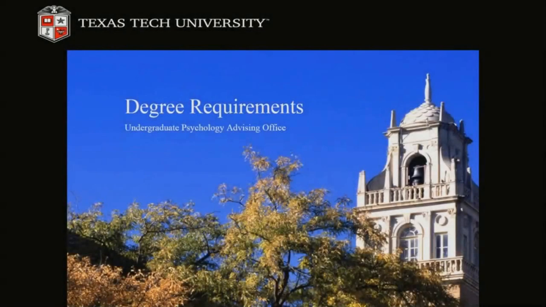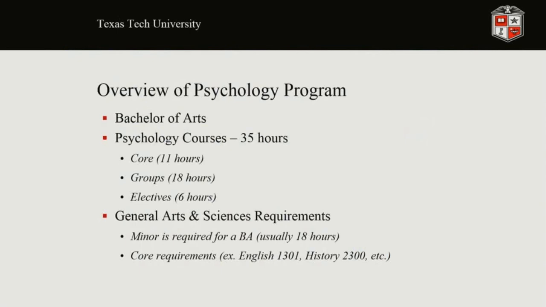In this section, we'll be discussing the degree requirements for an undergraduate degree in psychology at Texas Tech University. Our degree is a Bachelor of Arts. We do not have a Bachelor of Science. The major, or all of your psychology courses, must be at least 35 hours.